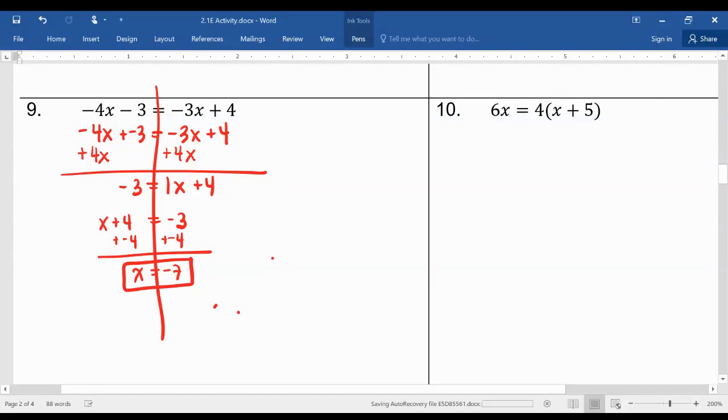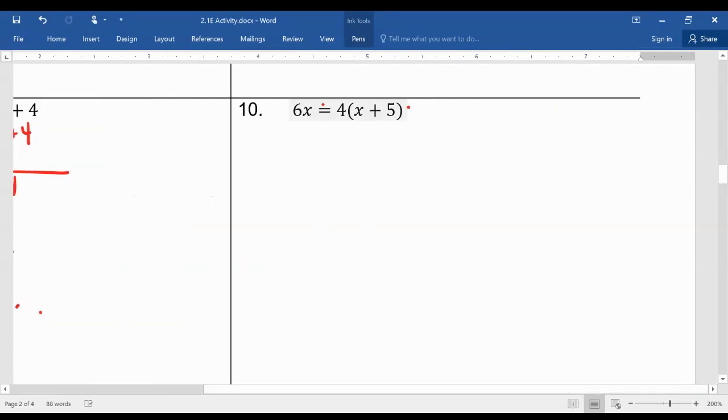This is the last ladder, or the last set of problems, for the 2.1e activity. We're looking at number 10. When we draw in a boundary line, part of that also shows us maybe how much work there is. I noticed that there isn't much on each side, so maybe this one could be done fairly quickly. We're going to distribute.